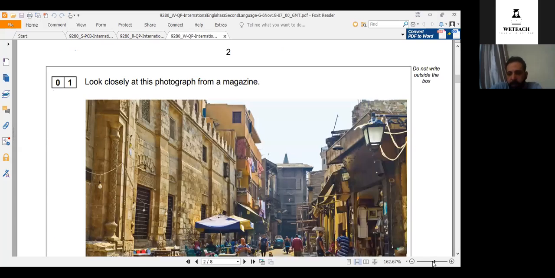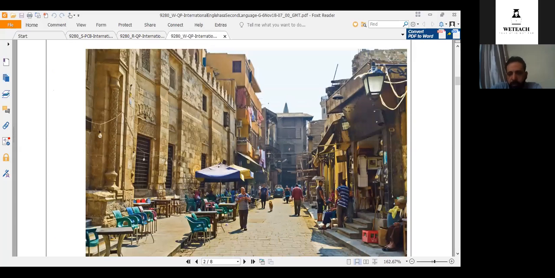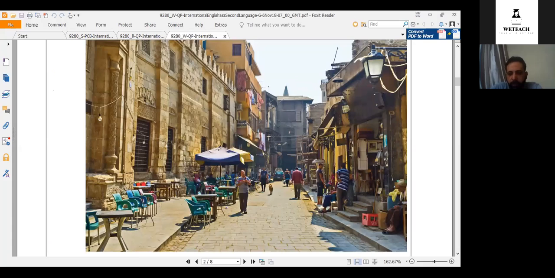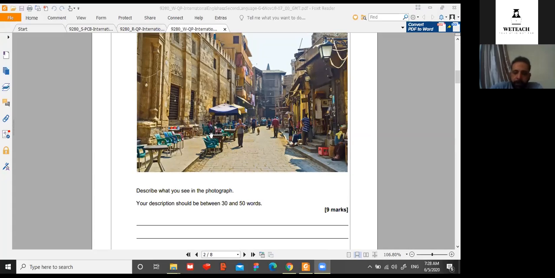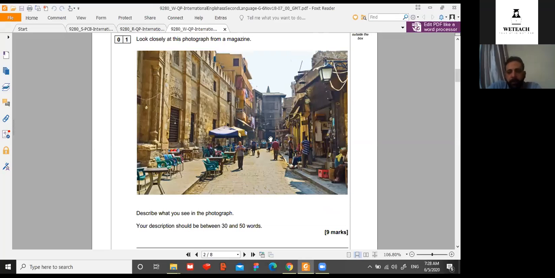The photo card will be about what? I'm going to share the screen right now to show you a sample of the exam. A second, please. As you can see, this is the first question of the writing component. Describe what you see in the photo. Your description should be between 30 and 50 words.